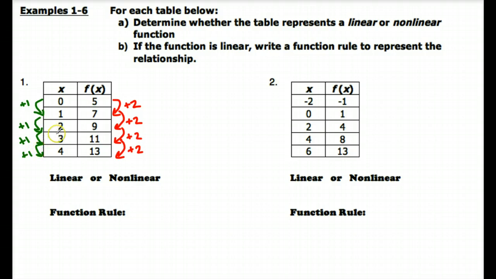So to find the rate of change from one set of ordered pairs to the next, you're going to take that change in the y value divided by the change in the x value. Our first rate of change for this particular table, going from the ordered pair 0, 5 to the ordered pair 1, 7, was a change of 2 for my y values divided by a change of 1 for my x values.